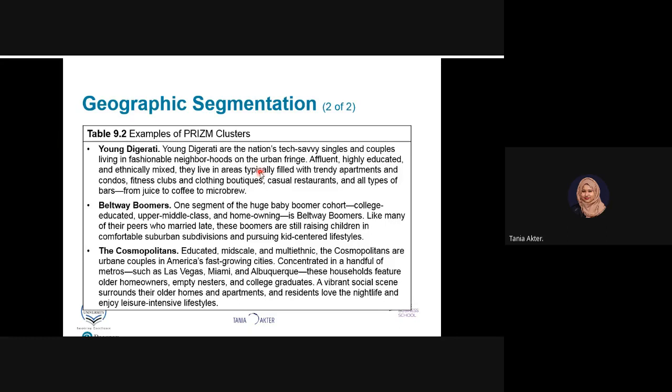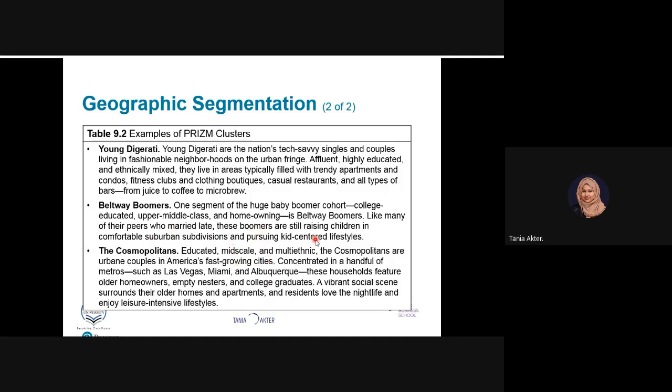If you go ahead with baby boomers, this is another type of cluster, one particular segment of the huge baby boomer cohort. They are also college educated. They own their own homes.